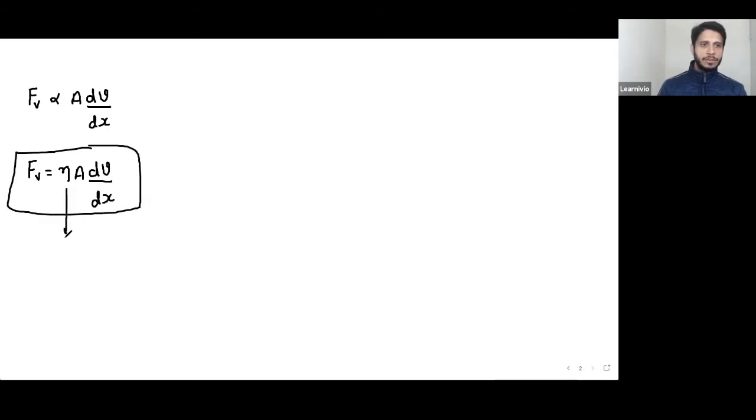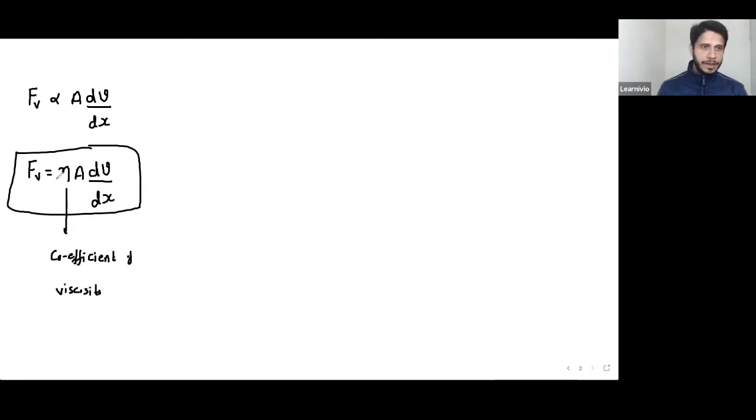When you combine them, you can write that viscous force is proportional to A dV over dx. When you remove the sign of proportionality, you get viscous force equals eta A dV over dx. Here, this eta is known as the coefficient of viscosity.